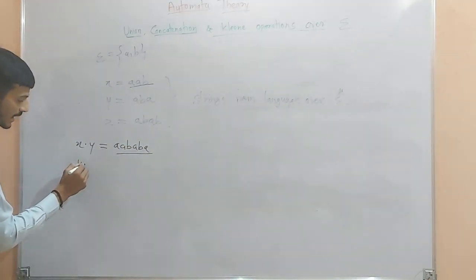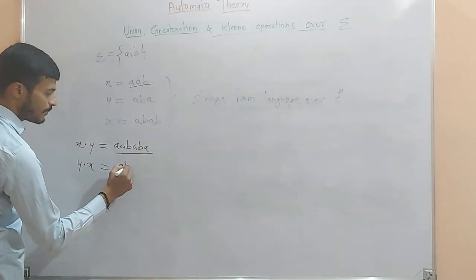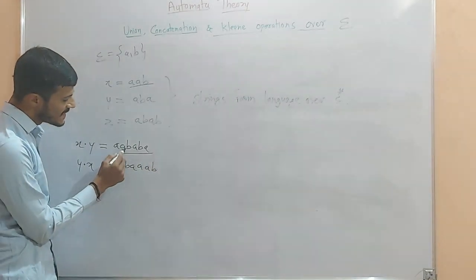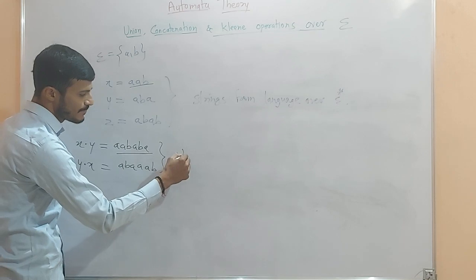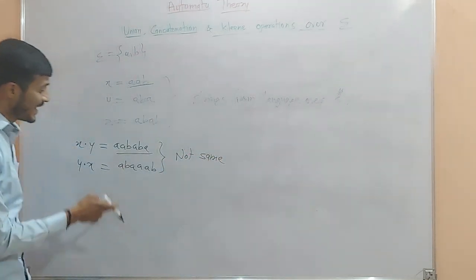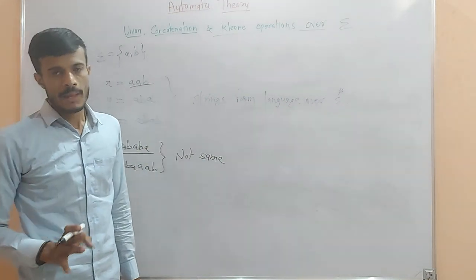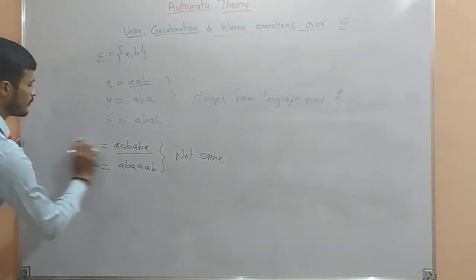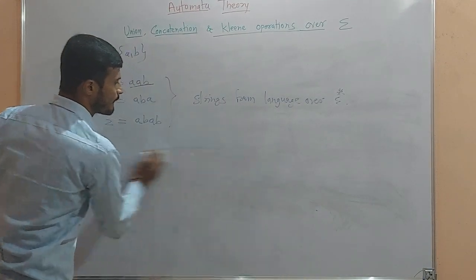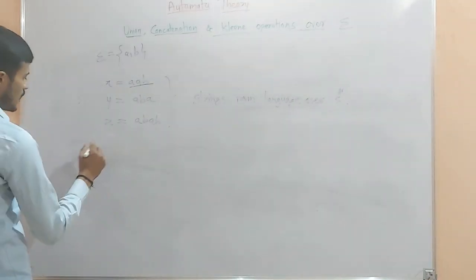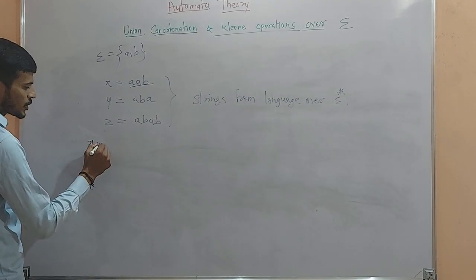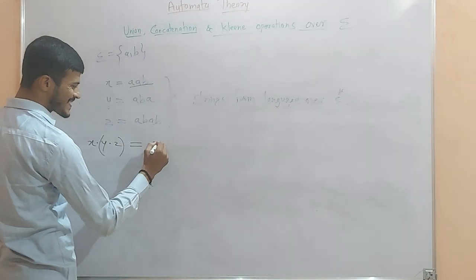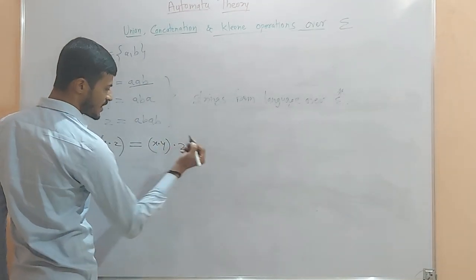Then y concatenate x will be ABA, AAB. So you can see here this result and that result are not the same. Means what? It does not follow the commutative law. Now we have to check whether it follows the associative law or not. So see here, we have to check whether x concatenation y, concatenation z, is equal to x concatenation y concatenation z.